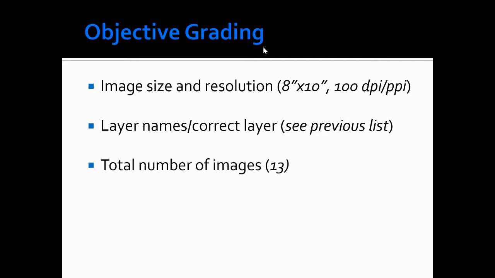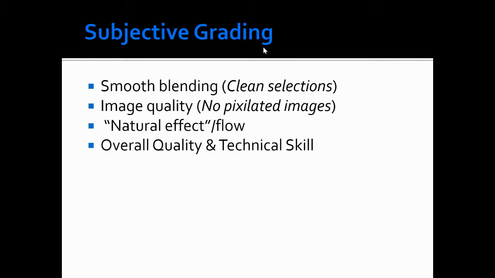This part here is to help act as a buffer to increase your grade before we get into the more subjective part, meaning the more artsy part that isn't as easy to define as yes or no, right or wrong. The subjective grading is going to come in 4 parts. How smooth is your blending and how clean are your masks? So I'm going to be looking at each one of your masks. I want to know that your image quality is good. What I mean by that is that they're not too small and become pixelated.